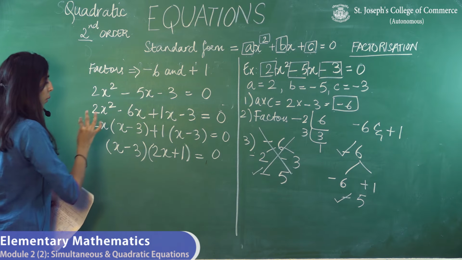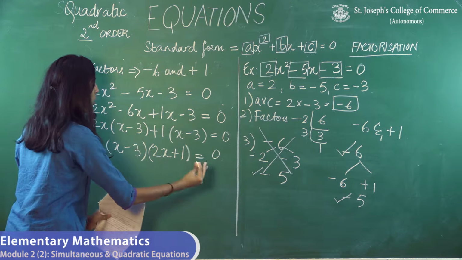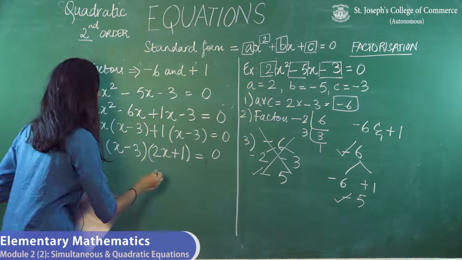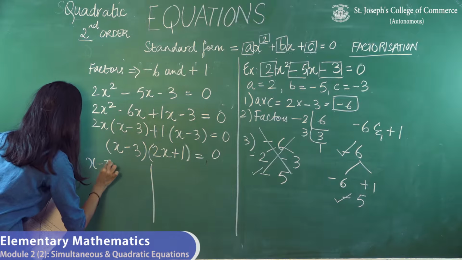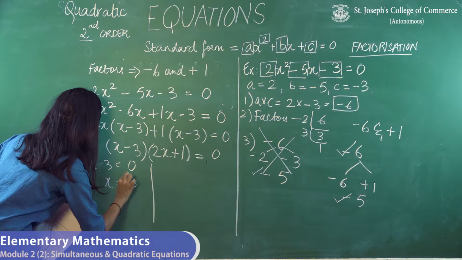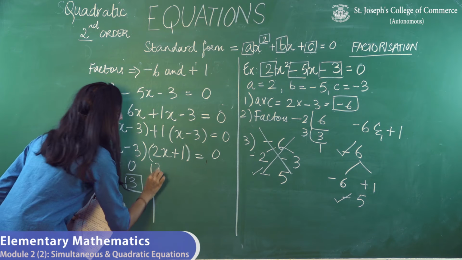This is part 1, this is part 2. Now you equate both the factors to 0 in order to find the 2 roots that you need. So I'm going to start with x minus 3 is equal to 0. Therefore, x is equal to 3. This is your first root.